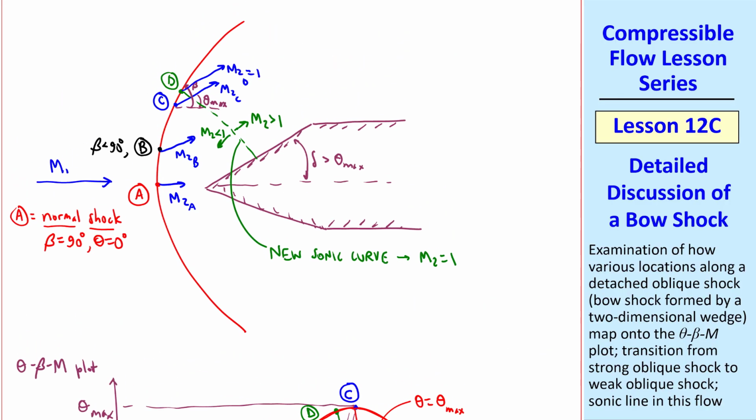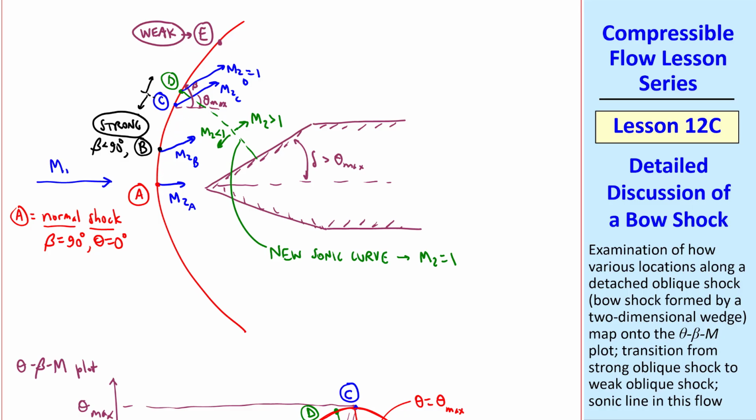Continuing our discussion, somewhere further along the oblique shock is point E, which is now a weak oblique shock, whereas A, the normal shock, and B are strong shocks. The dividing line for that is the theta equal theta max curve. All points along this bow shock farther along than C are weak shocks. Everything from C and below is a strong shock.